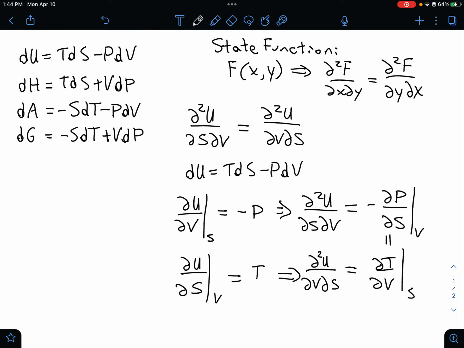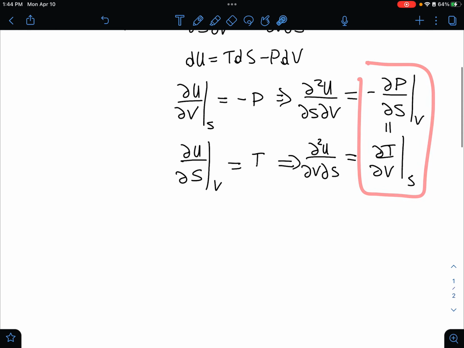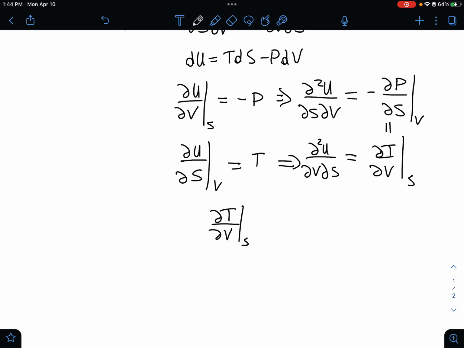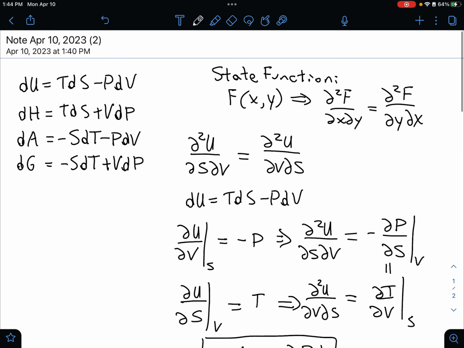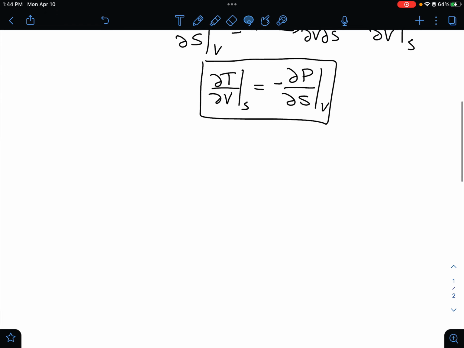And what the property of state functions tells you is that these two quantities are the same. So this is our first Maxwell relation. So dT dV at constant S equals minus dP dS at constant V. So that's the first one. I'll box it. Now you should be able to get a Maxwell relation out of each of these fundamental property relations.